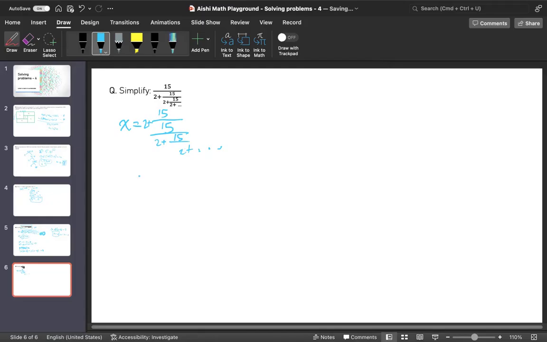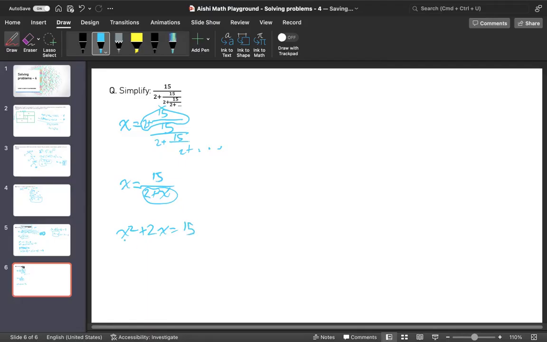So yes, this little part over here is repeating. So x is equal to 15 divided by 2 plus x, right? Then now let's multiply both sides by 2 plus x. We get x squared plus 2x is equal to 15.